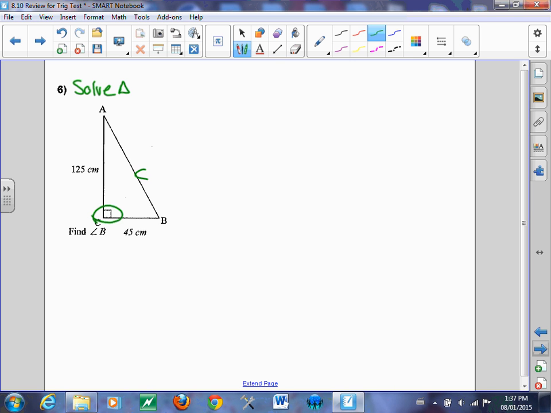So that would be side C. C squared equals A squared, which is 45 squared, plus B squared, which is 125 squared. Plug it in your calculator and you're going to get 17,650. Take the square root. C equals 132.9 centimeters. Do a quick check, folks, because that's the hypotenuse. Make sure it is greater than the other two sides. Otherwise, you may have made an error there.